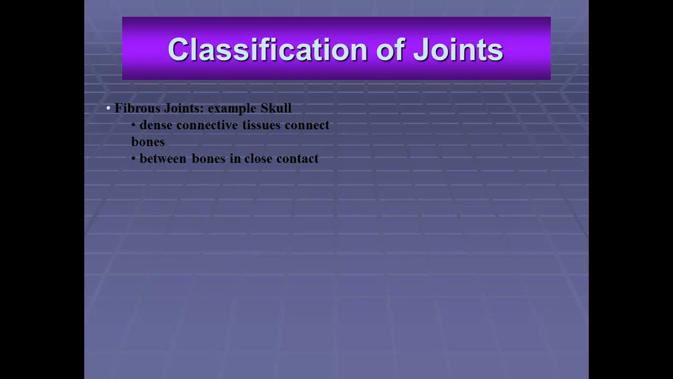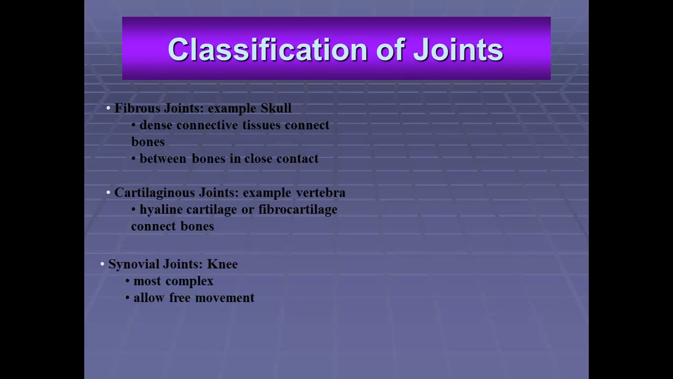The classification of joints includes fibrous, cartilaginous, and synovial. Fibrous joints are those types of joints you find such as between the skull plates. Dense connective tissue connects these bones and they're in very close contact. Another fibrous joint is how your tooth is actually embedded into your maxilla and mandible.